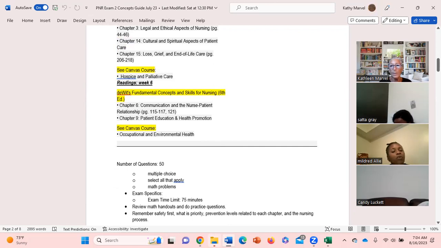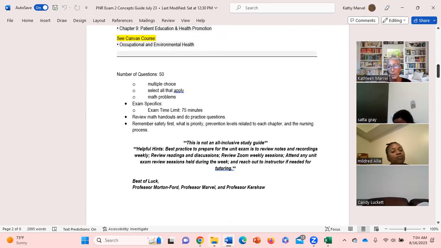Same kind of exam, 50 questions, multiple choice, select all that apply. Don't be afraid to select all and select all that apply. There are questions that have the potential of all the answers being the correct answers. So don't be afraid to select all that apply.